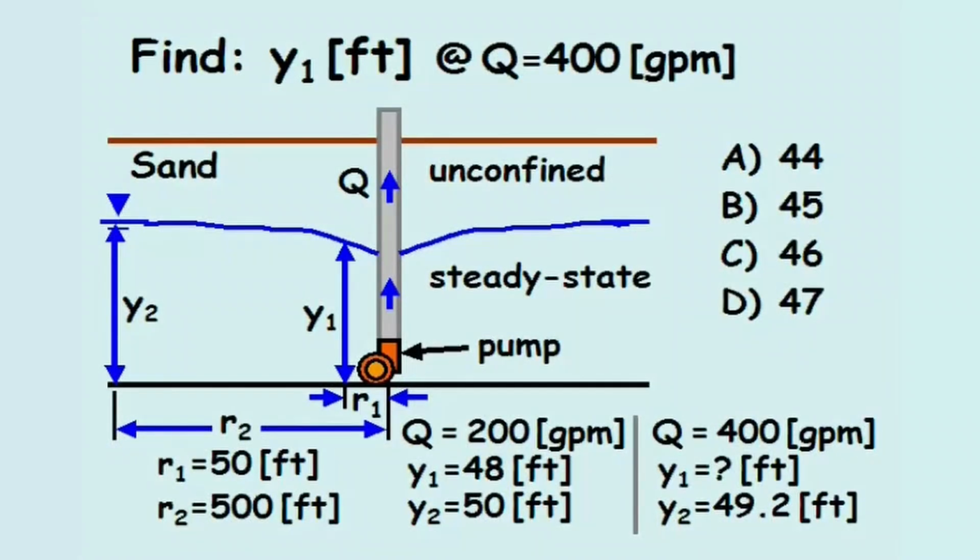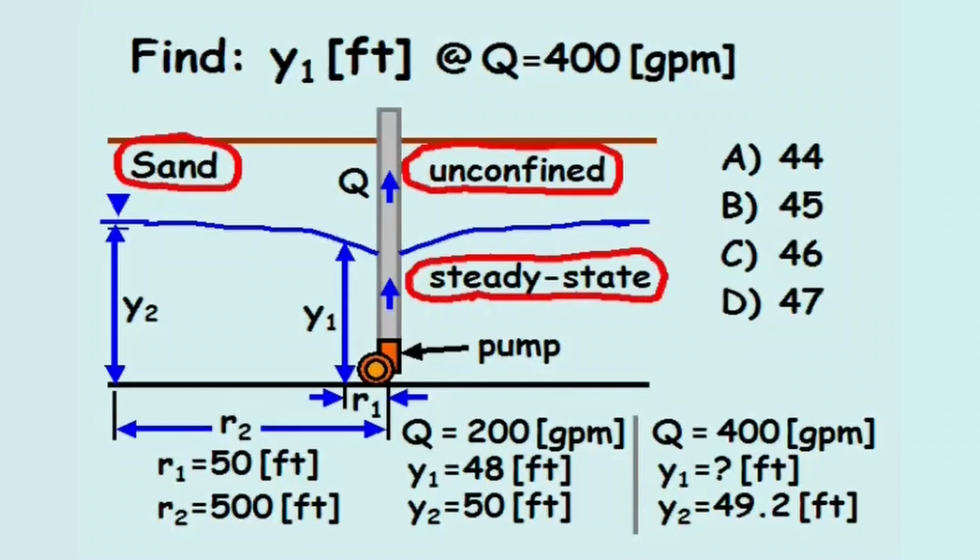Find the height of the groundwater table, Y1, when the pumping rate is 400 gallons per minute. In this problem, an unconfined sand aquifer is pumped at steady state.